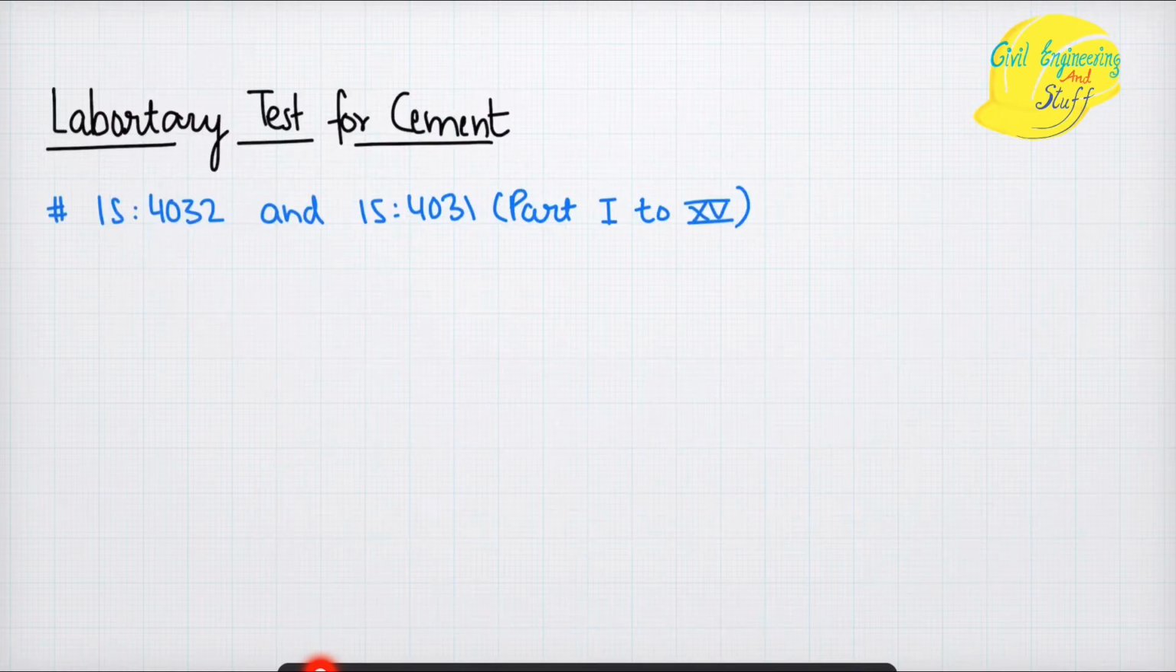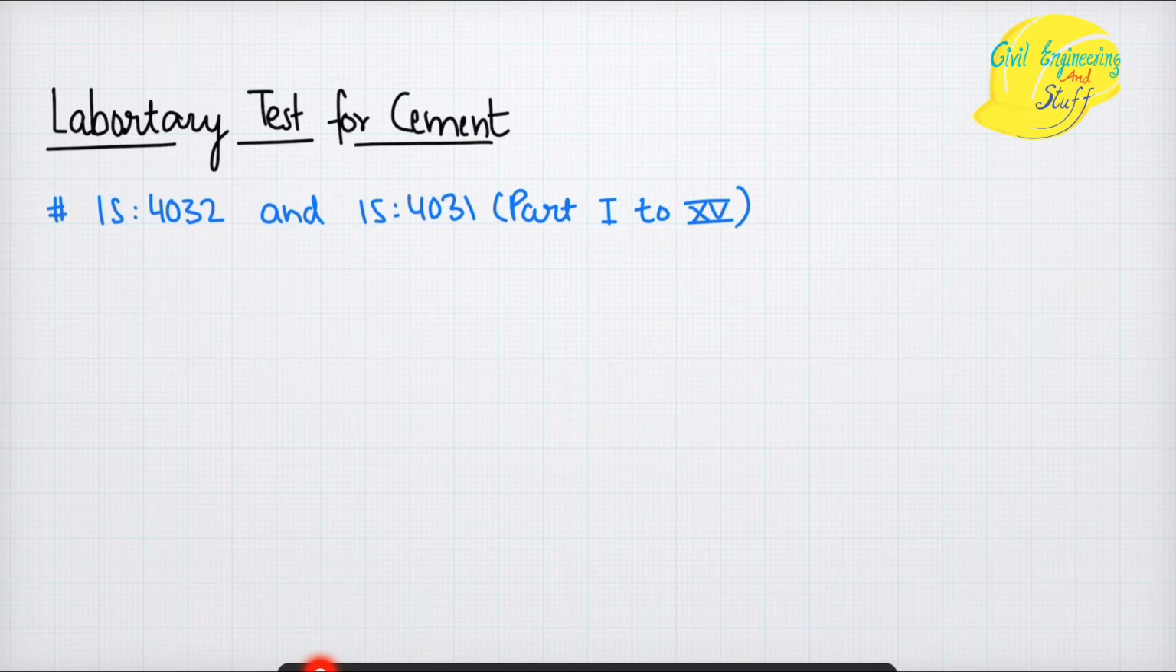Next, we have the laboratory tests, and the laboratory tests that we are going to discuss are in accordance with IS 4032 and IS 4031 Part 1 to Part 15. Part 1 to Part 15 means that for each test, a part has been given. So the tests we are going to discuss will be in between these parts.